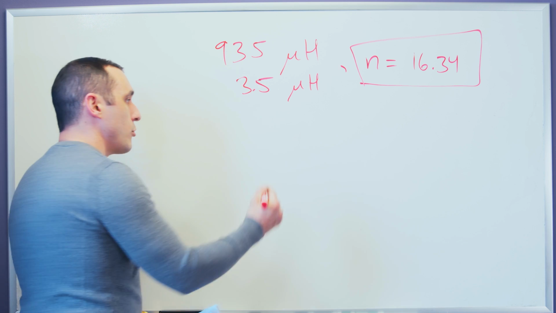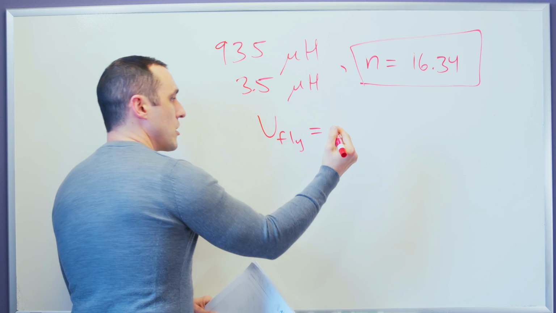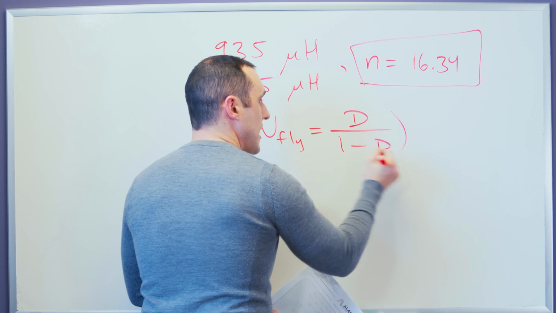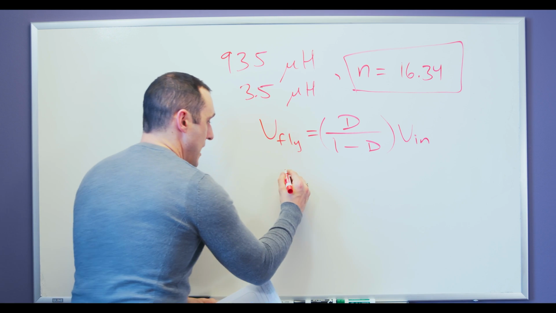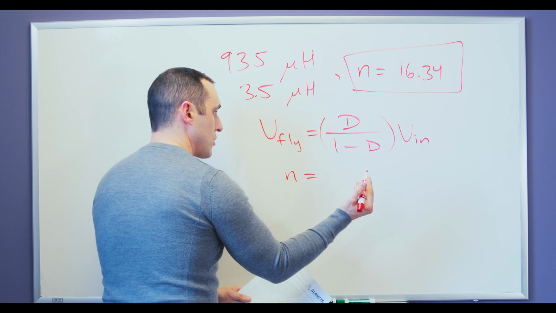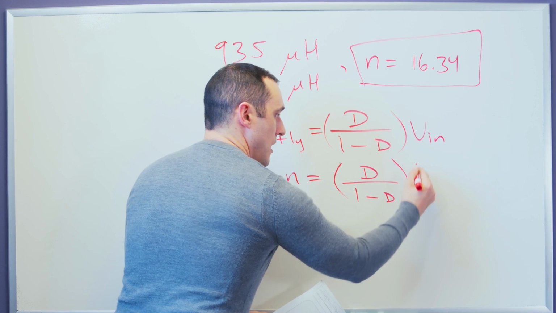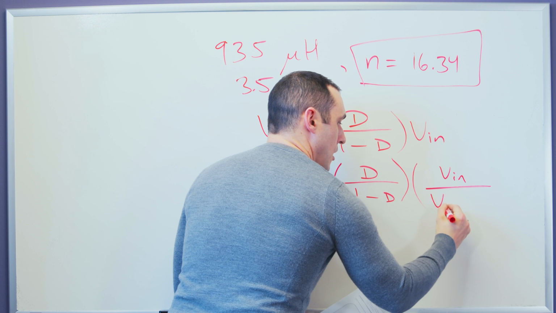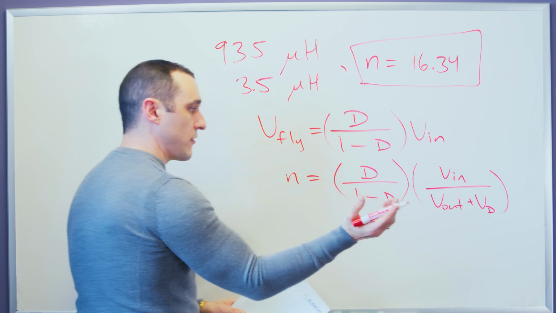If you recall, we have something called a flyback voltage in a flyback converter, and that's equal to the duty cycle divided by 1 minus the duty cycle times V sub n. Then we also have an equation for our turns ratio, which is equal to this fraction multiplied by our input divided by our target output voltage plus the voltage drop across our rectifier diode.